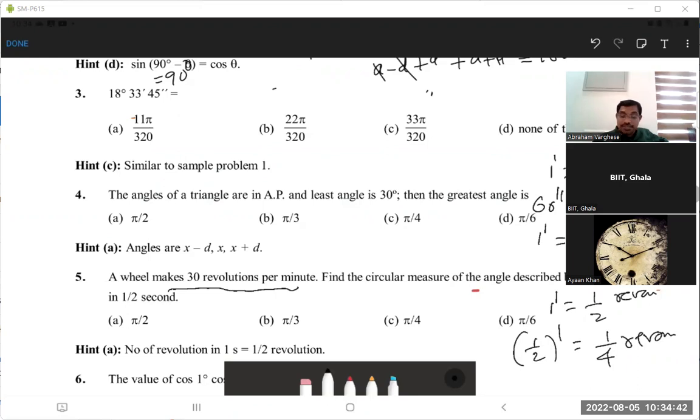1 by 4th revolution. This is a circle. Total revolution is 2 pi, if the radius is 1. So 1/4 means how much? 2 pi divided by 4. That means this will be equal to pi by 2. That means 90 degree.